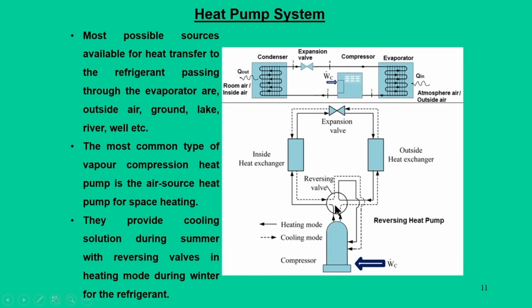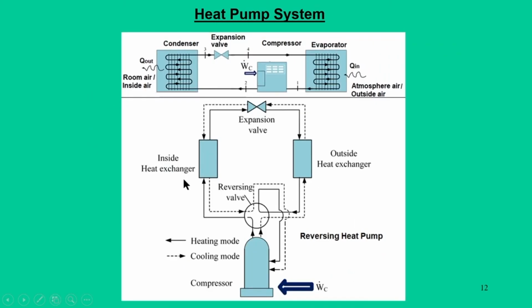By reversing valve I mean we can control or regulate the direction of flow of refrigerant within the components, so in a heating mode the refrigerant will follow one sequence and that sequence will be reversed when you go for a cooling mode. Based on this it can cater to the need of both heating as well as cooling applications. So, this is how the complete heat pump system is defined. Either it can be space heating as in the first figure, or it can be a heating as well as cooling mode by using a reversing heat pump.